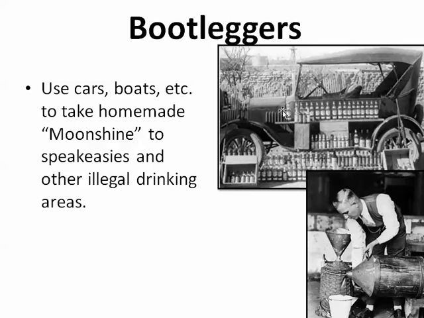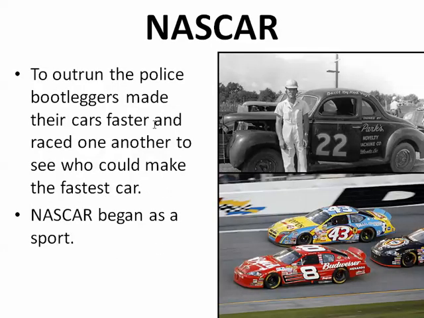They used their cars and boats to make homemade moonshine and transport it to these speakeasies and other illegal drinking establishments. And it's here that these bootleggers, who are making their cars faster and faster to outrun the police, would sometimes have competitions where they'd race in a circular pattern to see whose car was the fastest or whose alterations were the best. And so the sport of NASCAR was introduced during Prohibition.